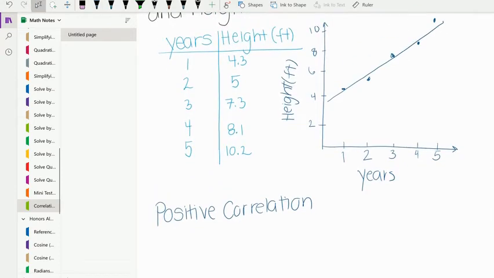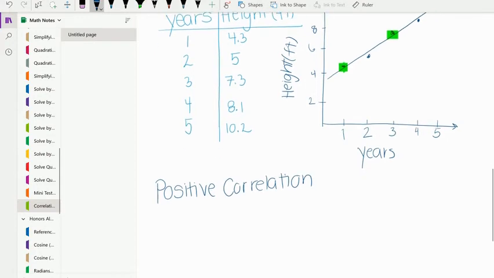So what we're going to do is pick 2 points that are close to that line. I'm going to go ahead and pick this one right here, which is (1, 4.3), and then (3, 7.3). Now, you might pick other ones, which means that you might have a slightly different equation, but they should all be mainly within the same region of numbers. So in order to find a line of best fit, we're going to find the slope of 2 points. Again, I pick 2 points that are close to the line, and I'm writing them out.